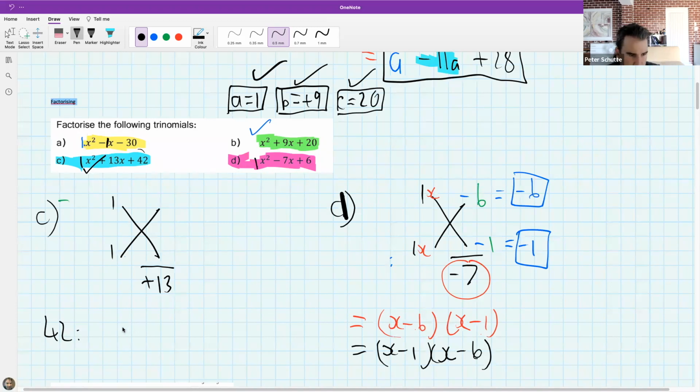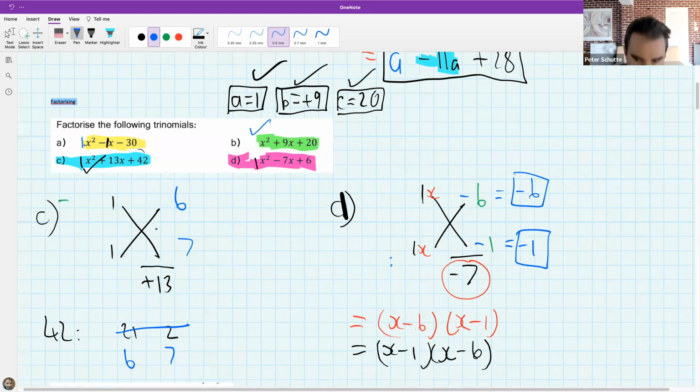I could do 21 and 2. I could do 4, no, I can't do 4. I could do 6 and 7. So 6 and 7 can multiply together to give you 42. So then I'm going to choose 6 and 7 because that gets me close to 13. So I go 6, 7.